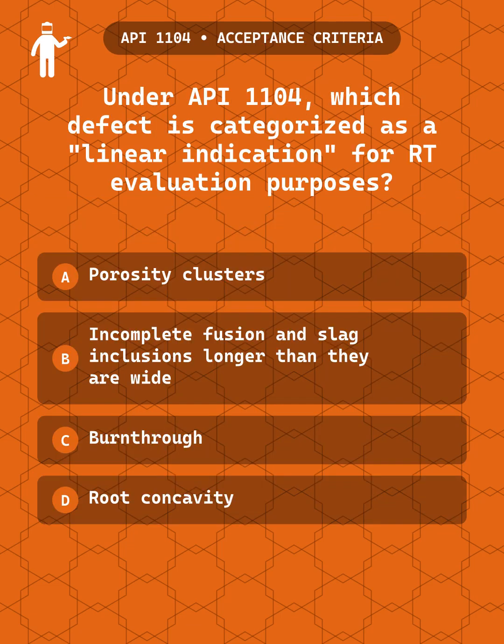Question 2. Under API 1104, which defect is categorized as a linear indication for RT evaluation purposes? A. Porosity clusters. B. Incomplete fusion and slag inclusions longer than they are wide. C. Burn through. Or D. Root concavity.